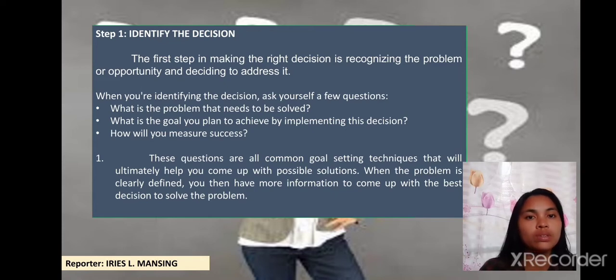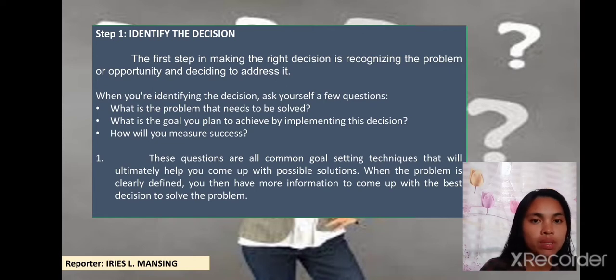So, when you're identifying the decision, ask yourself a few questions. What is the problem that needs to be solved? What is the goal you plan to achieve by implementing this decision? How will you measure success? So, these questions are all common goal setting techniques that will ultimately help you come up with possible solutions.